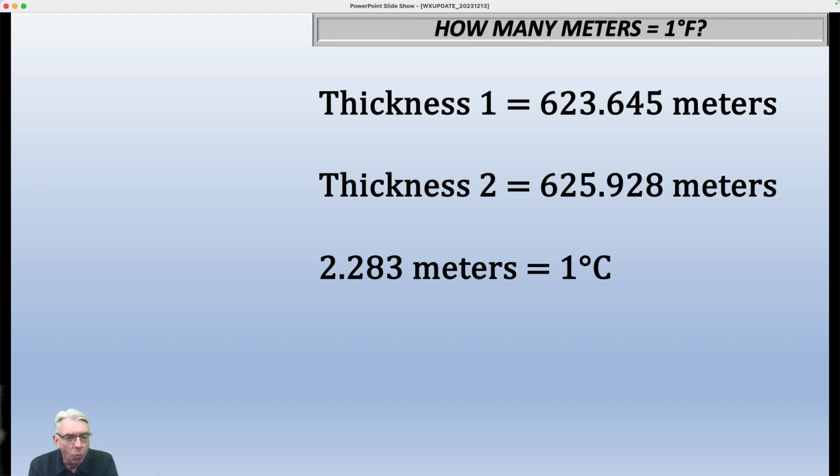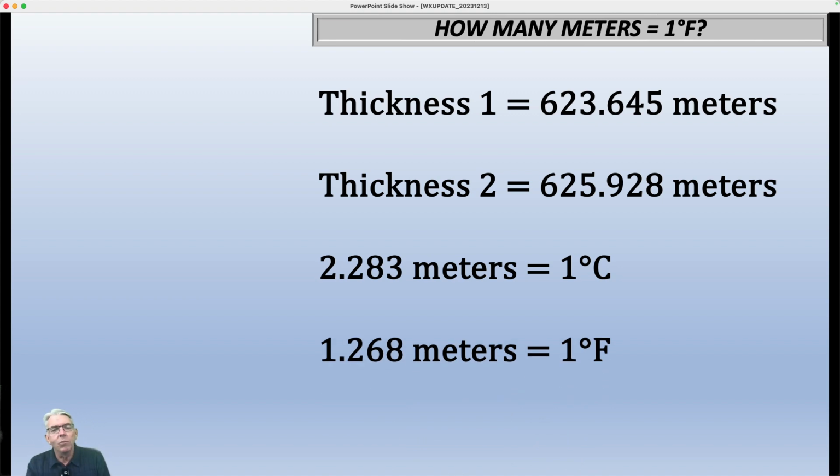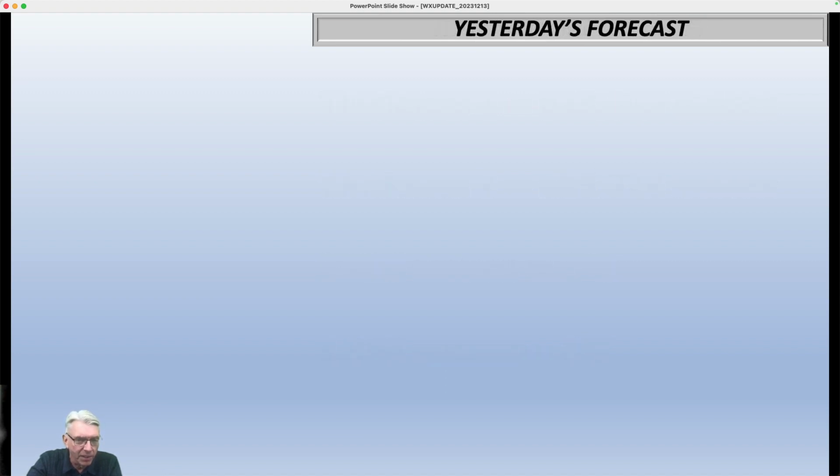But a 1 degree Celsius is 1.8 times as big as a degree Fahrenheit. So we have to take 5/9 times 2.283 to get how many meters correspond to a degree Fahrenheit. And when we do that, we get 1.268 meters. So in that layer, for every 1.268 meters increase or decrease in thickness, the temperature will go up 1 degree Fahrenheit or down 1 degree Fahrenheit.